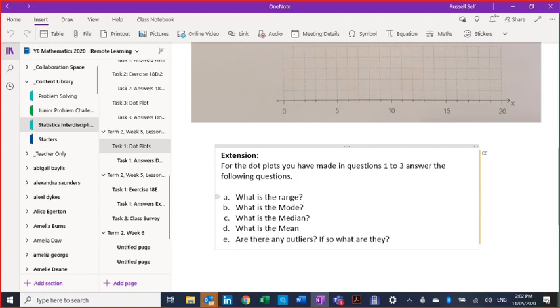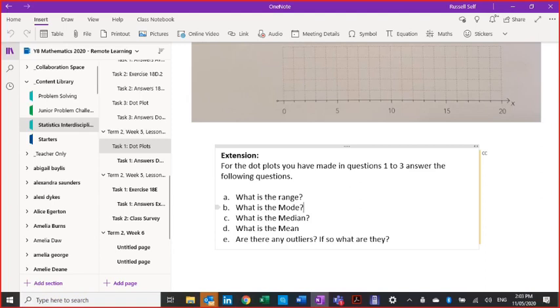The biggest, the smallest. The range is the largest minus the smallest, right? Good job. The mode is just going to be the one that occurs most frequently, right? And remember, when you're dealing with range, you're dealing with these numbers on the bottom. Mode is the one that occurs most frequently, so just the one that has the highest number of dots.